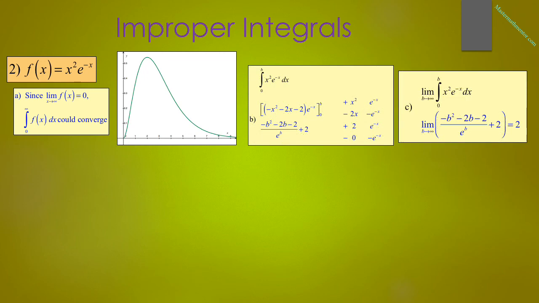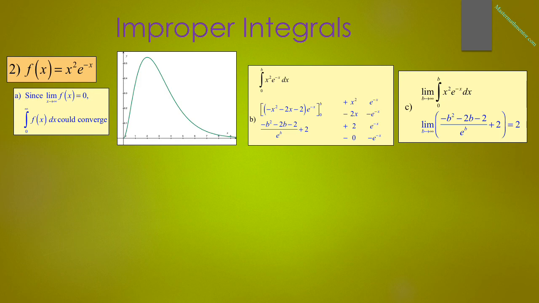In 2b, we're asked to find the integral from 0 to b of x squared e to the negative x dx. To perform this integration, we will use integration by parts, particularly the tabular method, which is shown on the right. This gives the quantity negative x squared minus 2x minus 2 times e to the negative x, evaluated from 0 to b. And that gives us negative b squared minus 2b minus 2 all over e to the b plus 2.